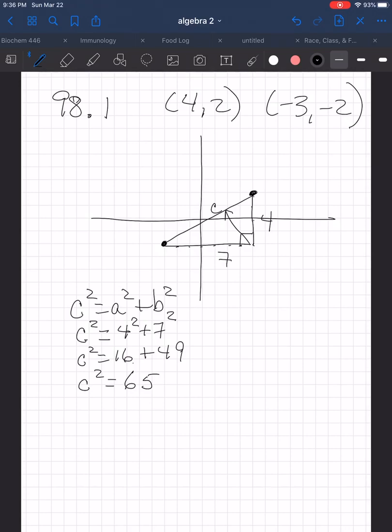And then we take the square root of both sides. But remember, because this is a distance between 2 points, it's not going to be a negative number. We don't have to put plus or minus because there is no negative distance. So when we take the square root of c squared, we get c equals the square root of 65. And nothing goes into 65 that's a perfect square, so we're finished. So the distance between this point and this point is the square root of 65. We just leave it like that.